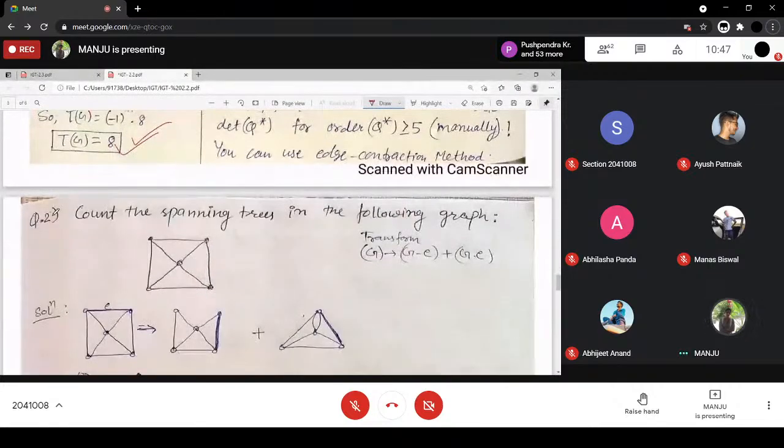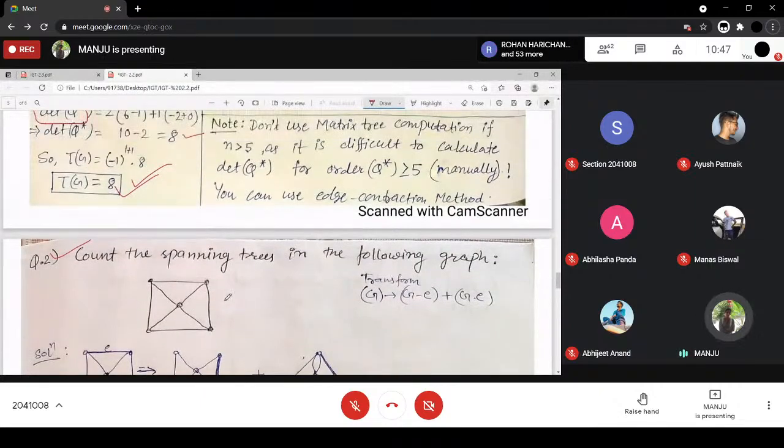Next is count the spanning trees in the following graph. It's up to you. You can also use the matrix tree computation, that is your exercise. You just try to do it. Try to calculate the number of spanning trees by the matrix tree theorem. Okay? Got it?